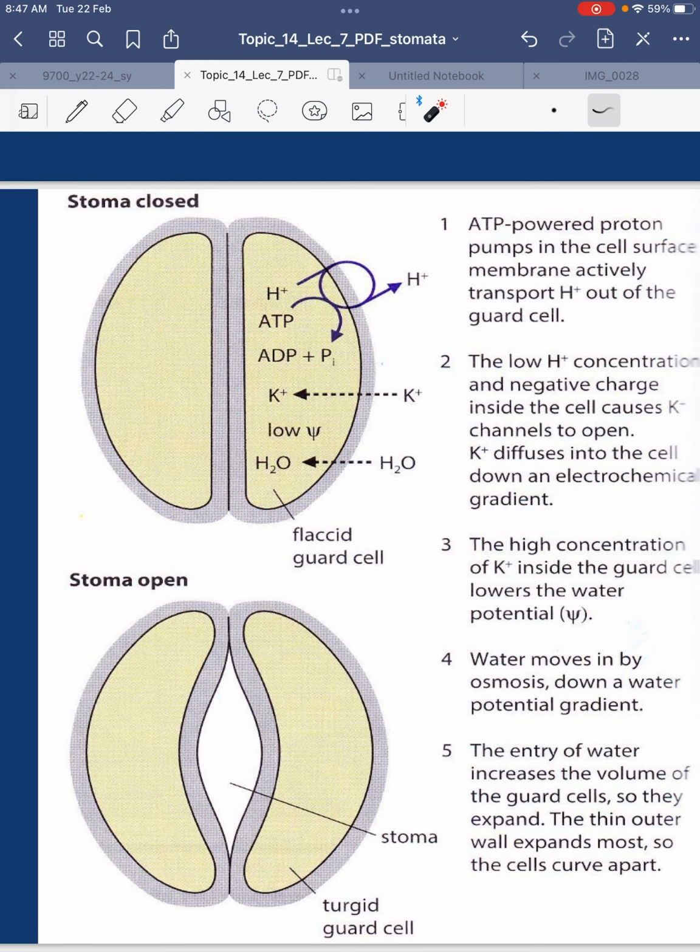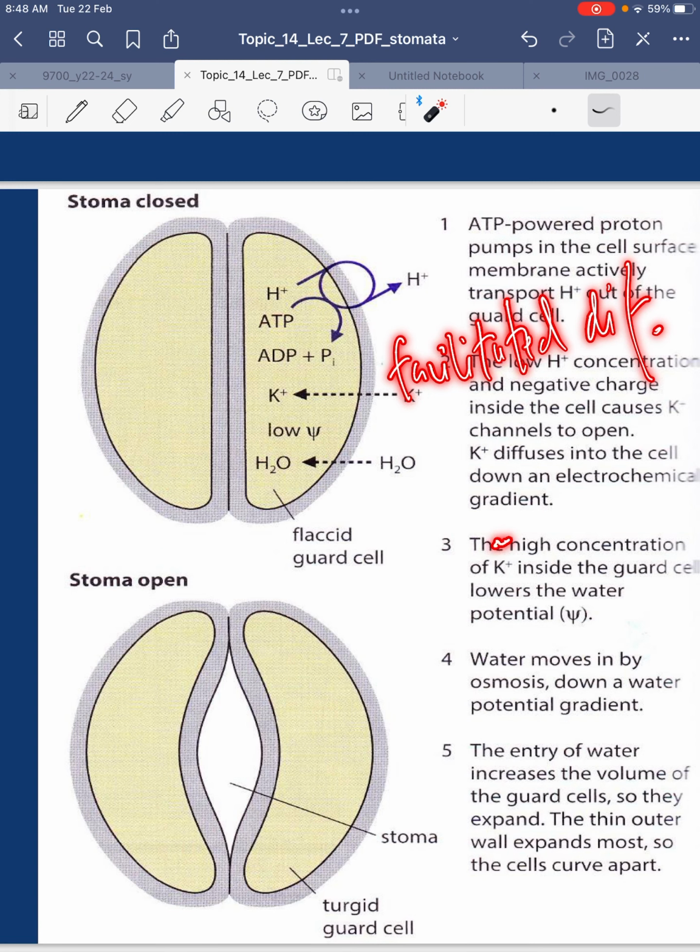So the pumping of this proton to outside of the guard cell, to the epidermal cells, you have to imagine that these are epidermal cells, will cause potassium channels to open. So potassium will enter. This is facilitated diffusion, because of high concentration to low concentration.